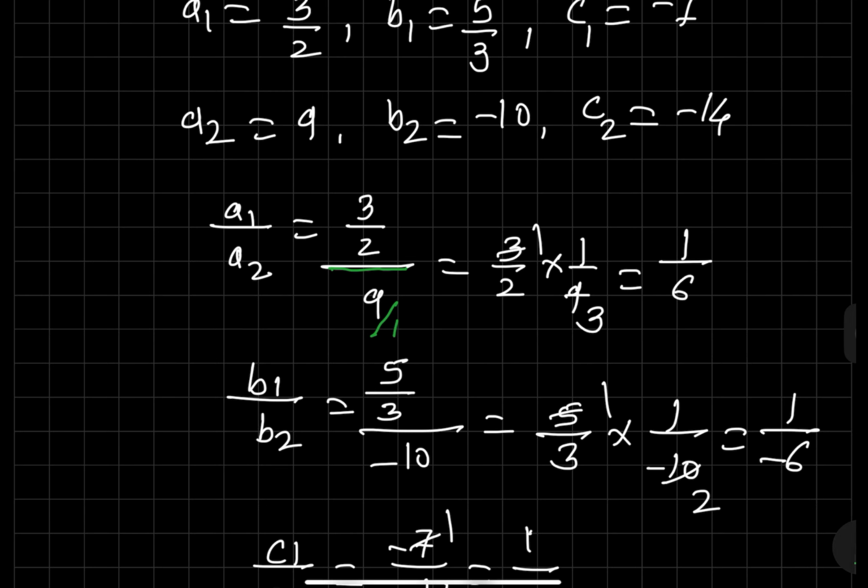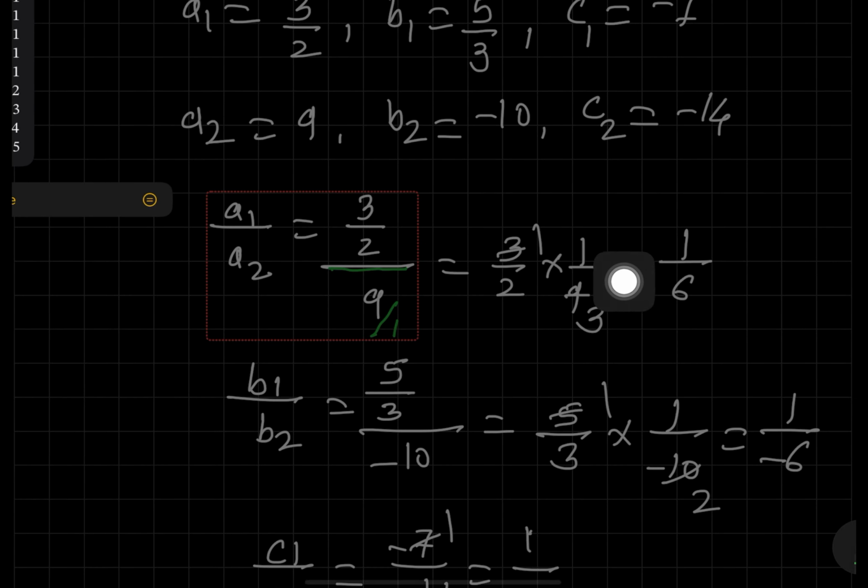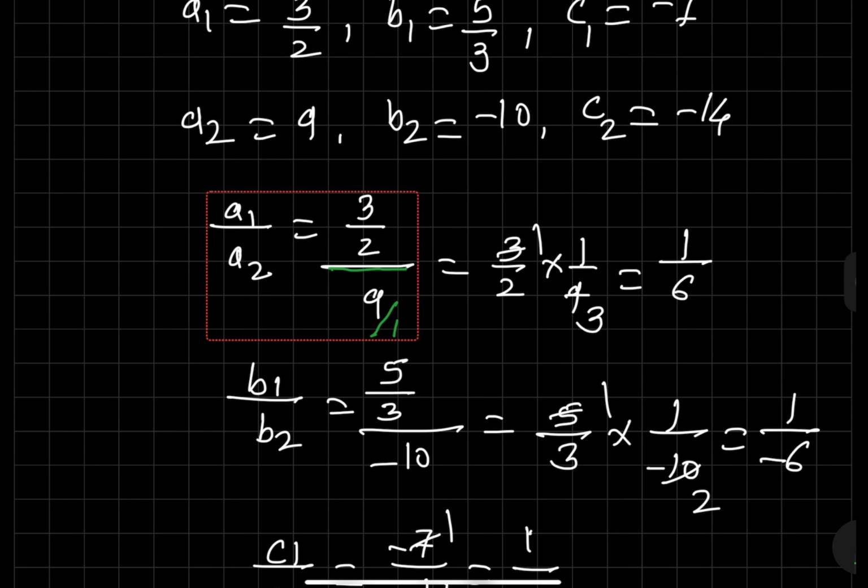Then you can reduce the form, this 3 is here and 9 is here, so 3 1s are 3, 3 3s are 9, so 1 upon here. 1 into 1, numerator multiplied, numerator into numerator means we take the numerator place, denominator 2 into 3, that is 6, so we got 1 upon 6.